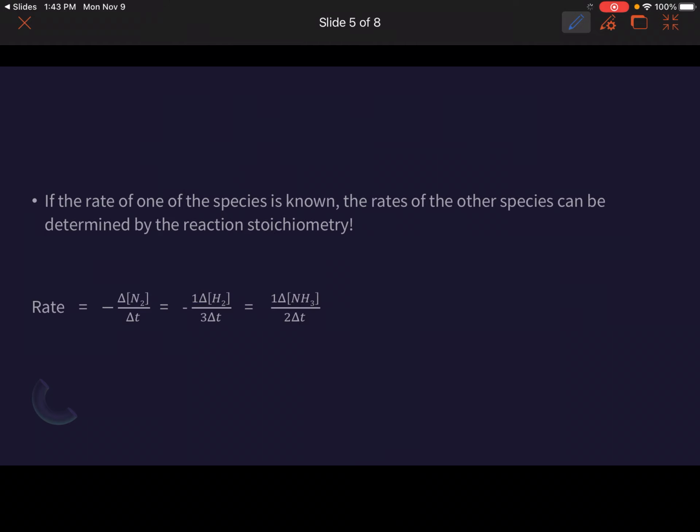Okay, now we can use these mole ratios here. So if the rate of one of the species is known, the rates of the other species can be determined by the reaction stoichiometry. So the mole ratio comes into play here.